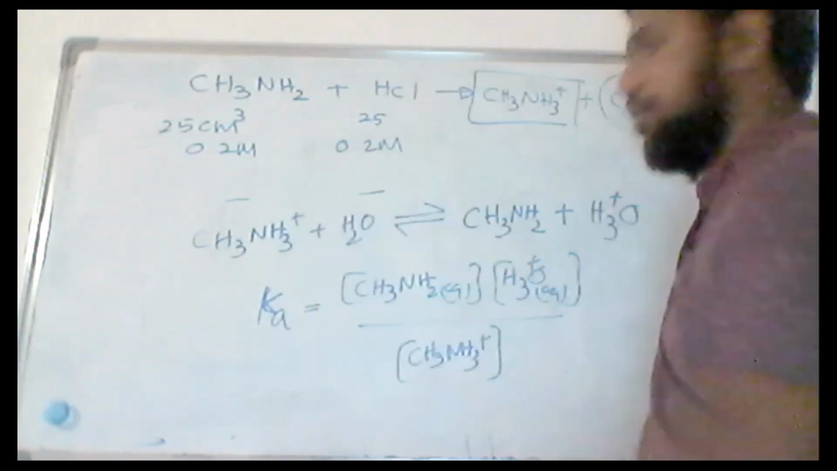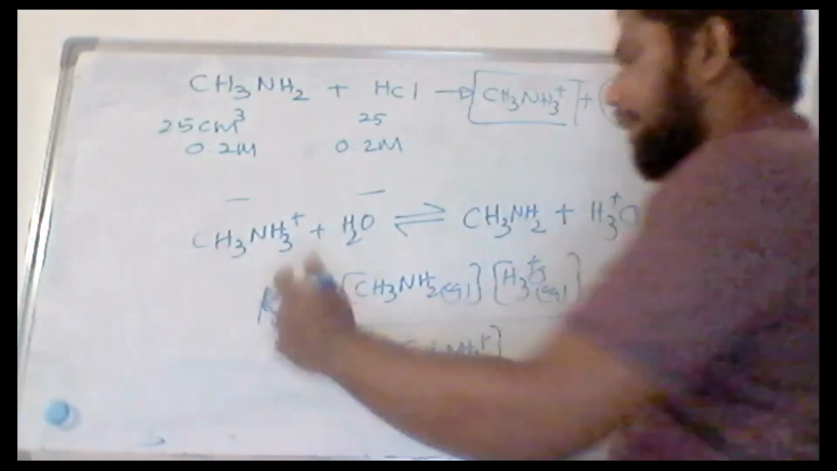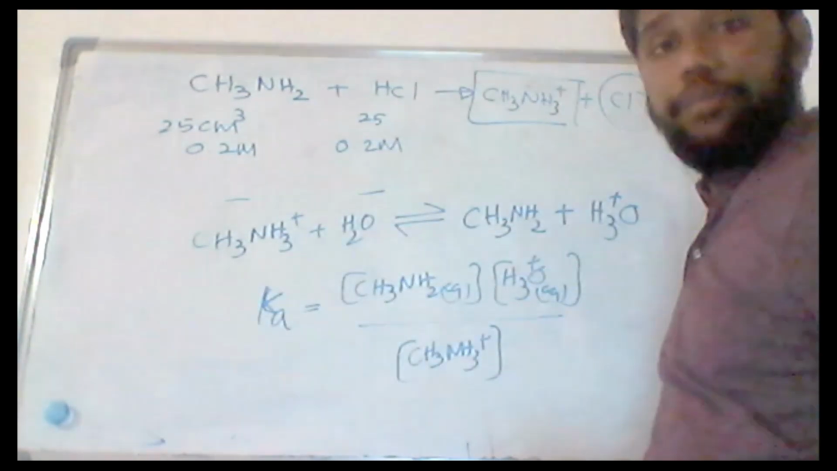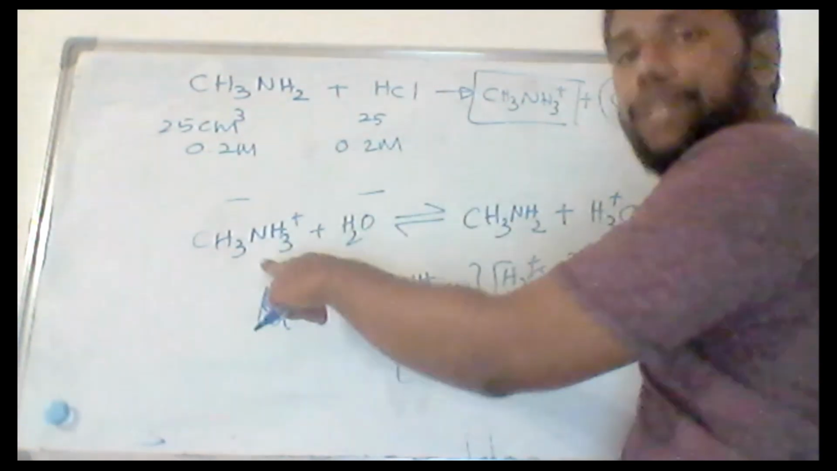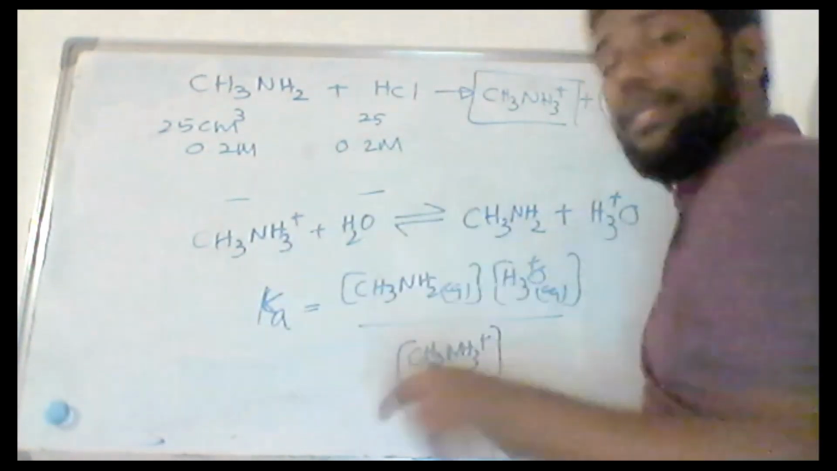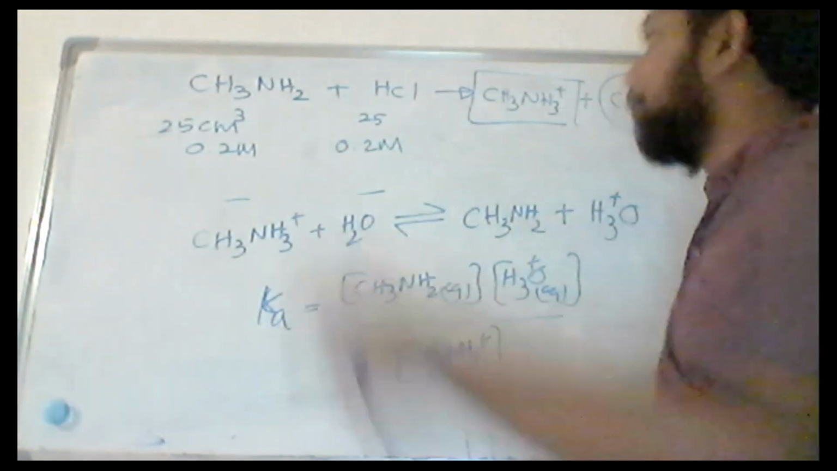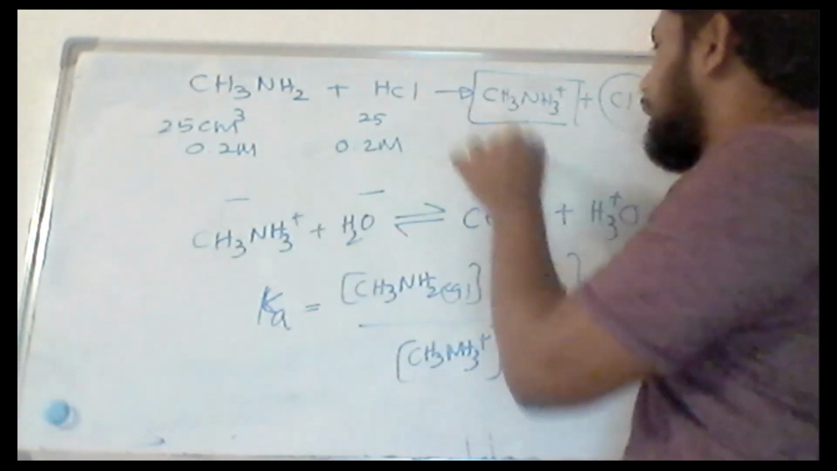Right? So don't forget that. And how can I find this Ka? Because this is the base and this is the conjugate acid. So that is why they have given the Kw. So for this one, you know Kb.